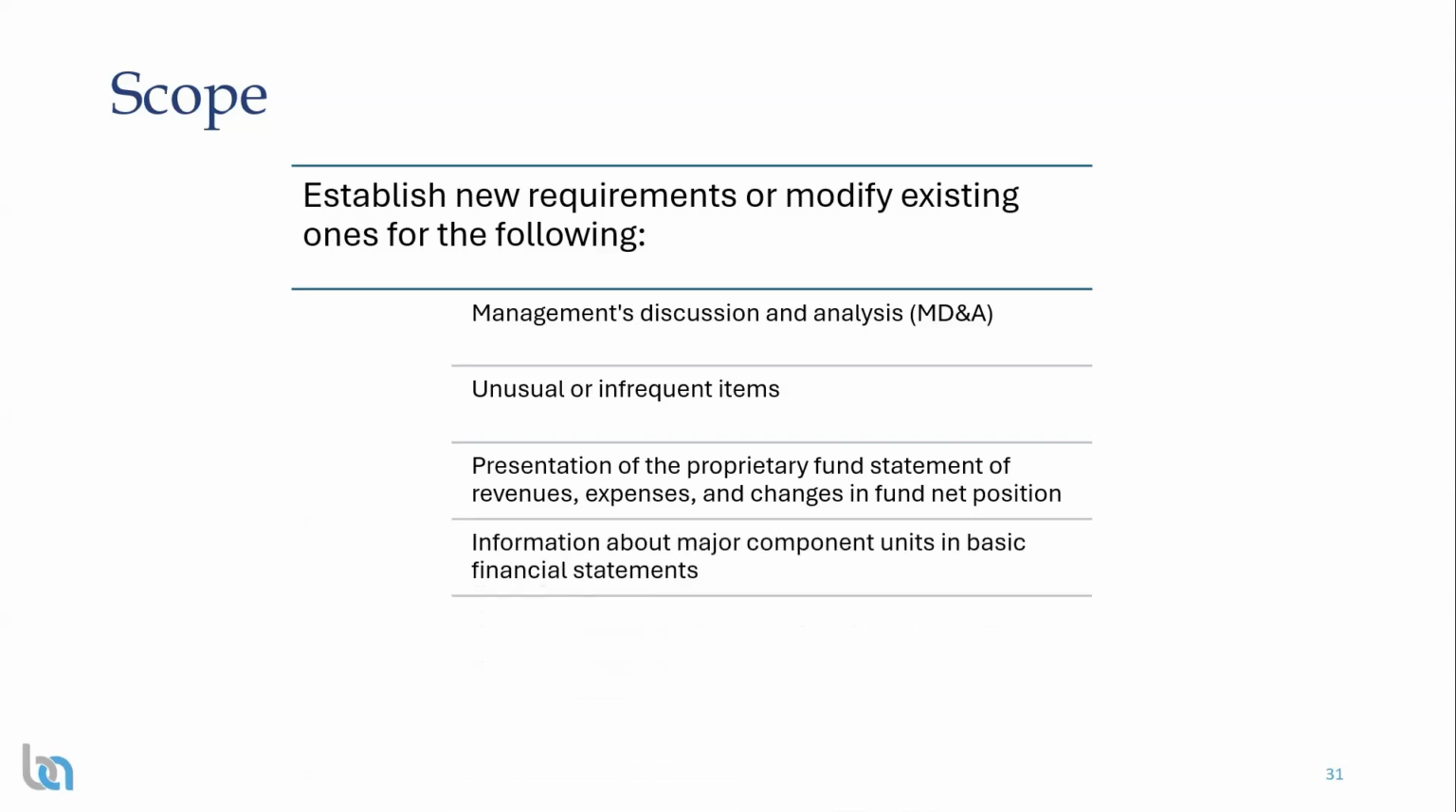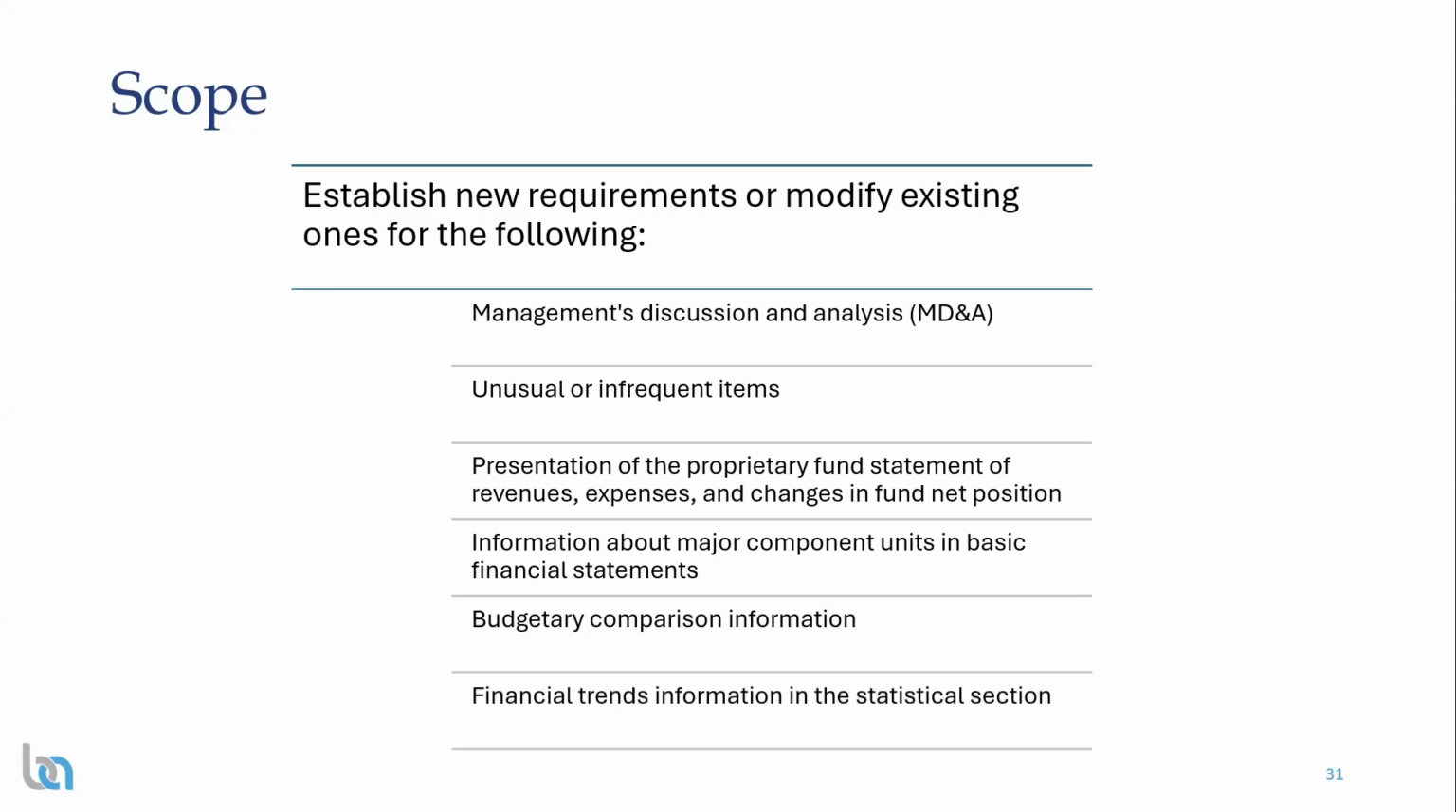Also information about major component units in the basic financial statements. Budgetary comparison information, that's going to change a little bit, and that's going to be interesting. I think it's changing for the better when we get to it. And then financial trends information in the statistical section. So these are the areas that are covered by GASB 103. I would say that the MD&A is the one they give a lot of focus. So let's start.